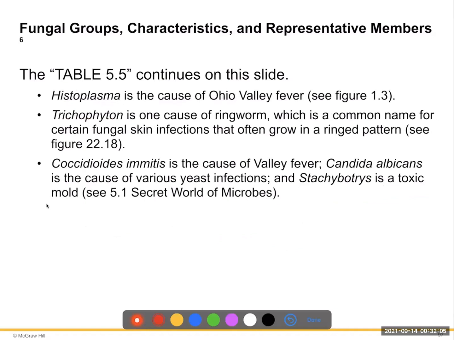Histoplasma causes Ohio Valley fever. Trichophyton causes ringworm, a common name for certain fungal skin infections that often form a ring pattern. Coccidioides immitis is a cause of valley fever. Candida albicans is a cause of yeast infections. Stachybotrys is a toxic mold. So there are different representatives of this group.